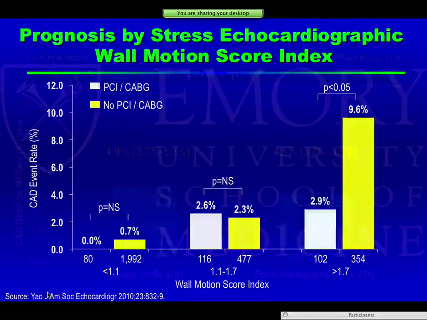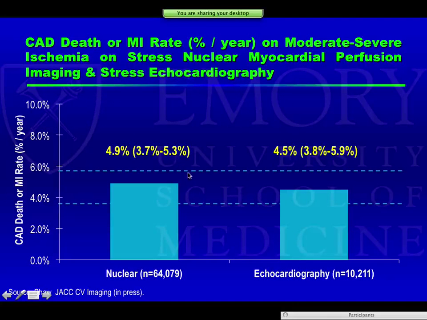Now I know why I stick to PCs. Stay away from Macs. If you look at the literature here, some 64,000 patients were able to consistently get into that 4 to 6% event rate, similar with echocardiography in about 10,000 patients.